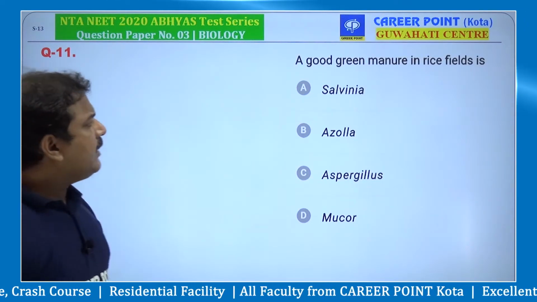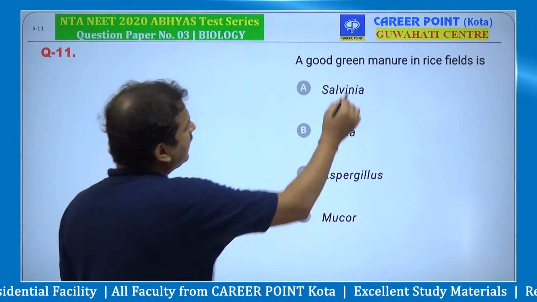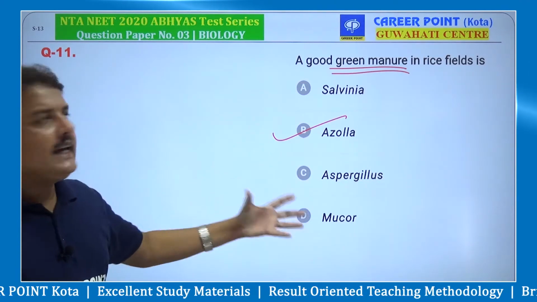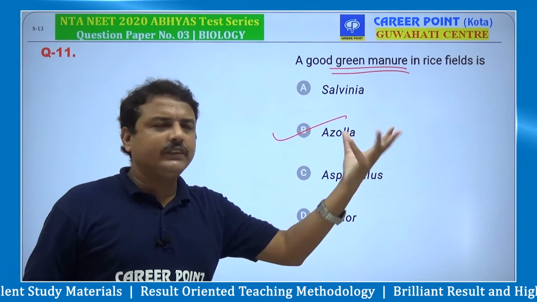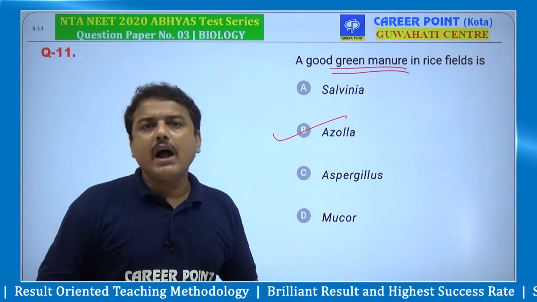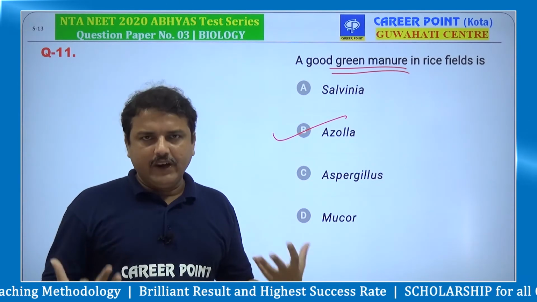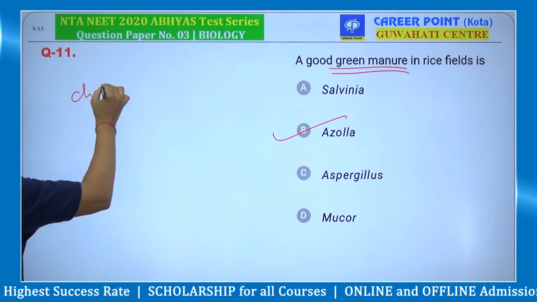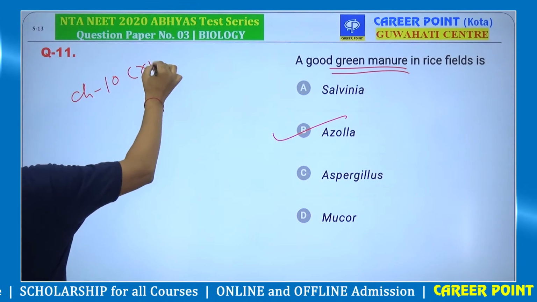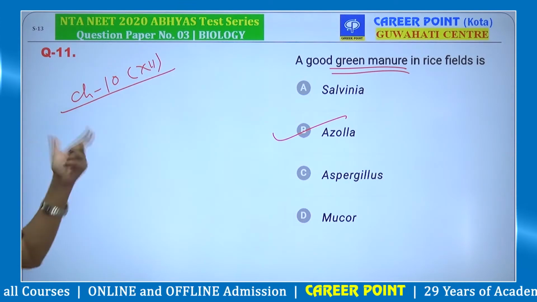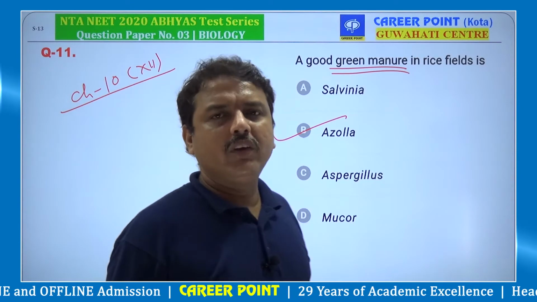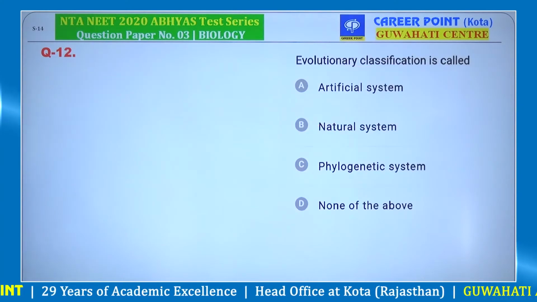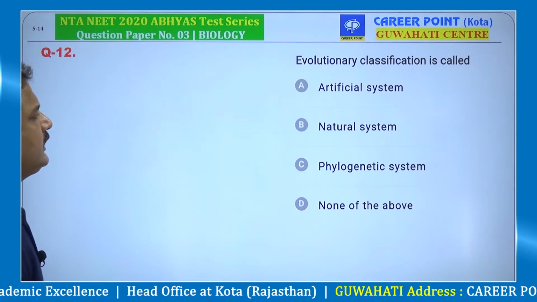Next question. A good green manure in rice field. So the answer is azolla. Azolla is a green manure in rice field. Azolla is known as a biofertilizer. Okay, so a very simple answer. This is from chapter number 10 of your class 12, the last page of that chapter, Microbes in Human Welfare. That statement is mentioned. Please remember.